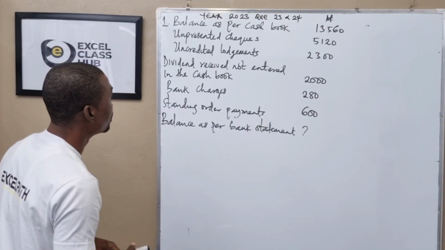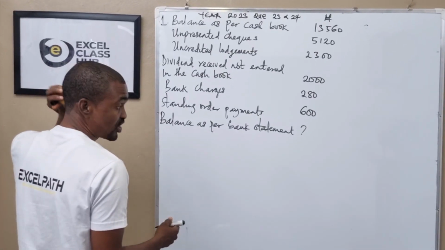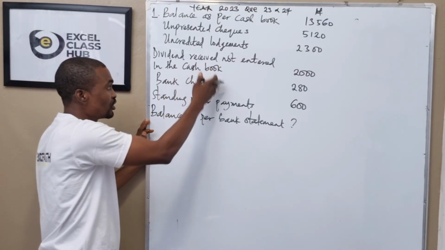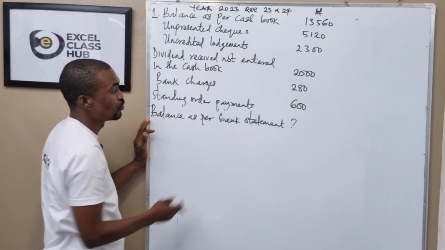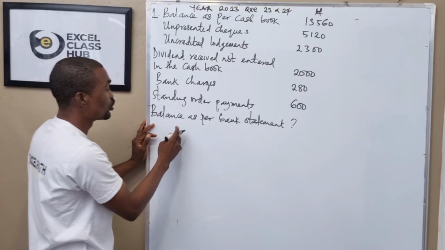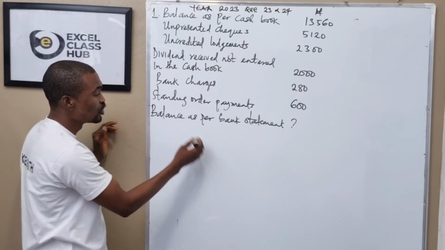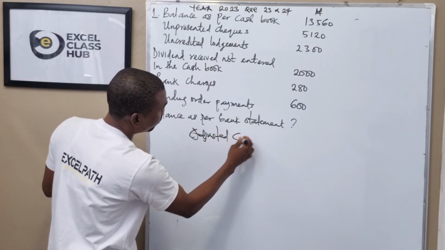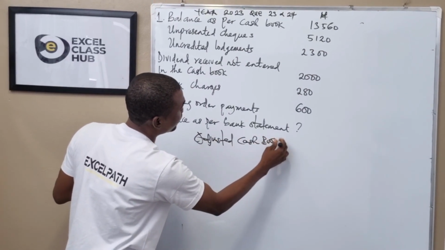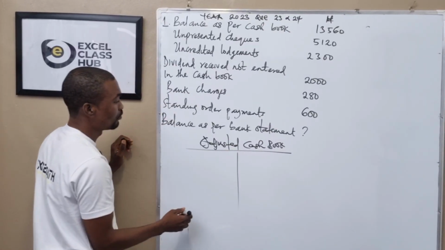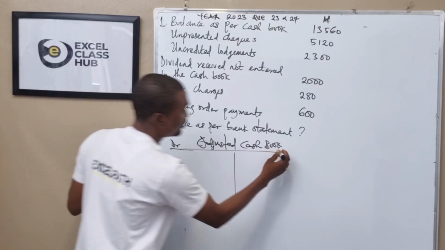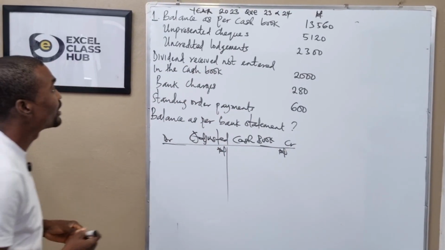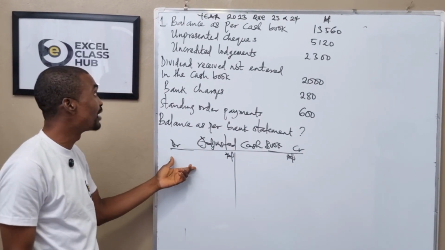Now, what are you going to do? It's very simple. The first thing is to adjust the cash book, because there are transactions here that are not yet in the cash book. So you have to adjust it first before you can know your balance as per bank statement. So quickly, adjusted cash book solution straight away. Adjusted cash book. This is your debit side and this is your credit side. Now, what are the income? Like I said, income will be on the debit side.